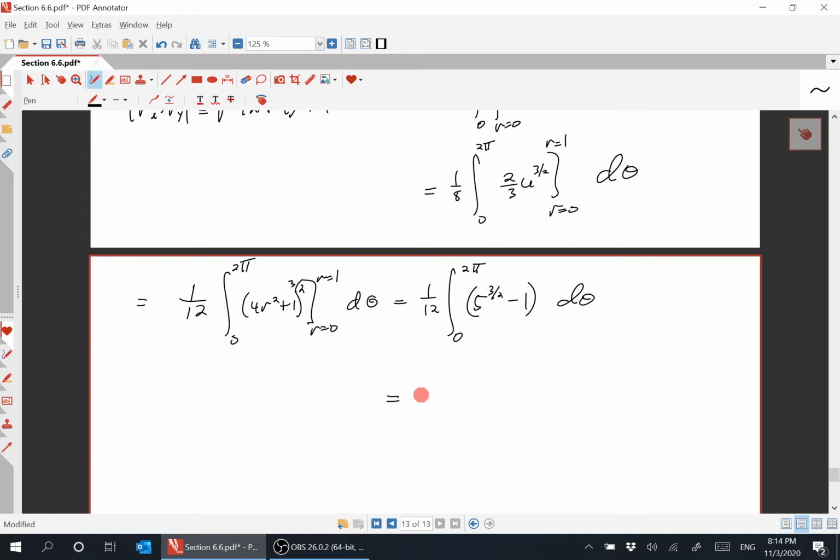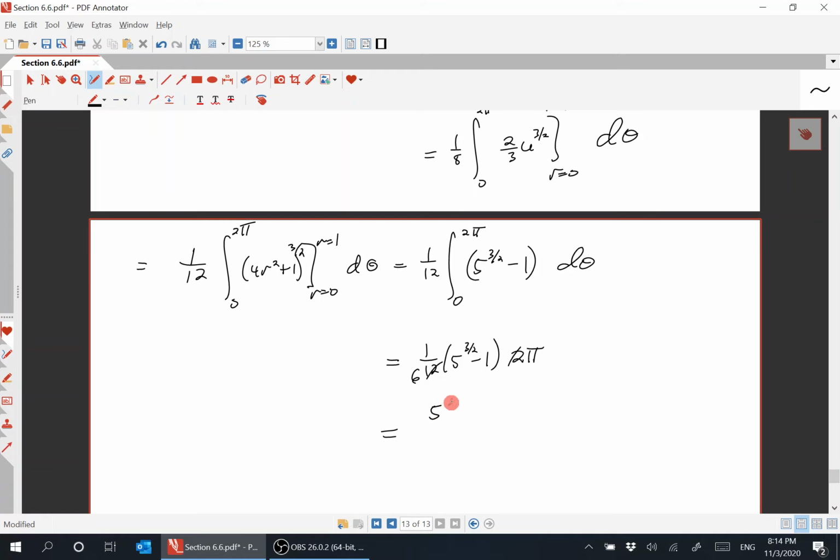So that's equal to 2 pi times that constant. So this becomes a 6. So this is equal to 5 to the 3/2 minus 1 times pi over 6. So that is the surface area of that paraboloid. So it's an ugly number, but there it is.